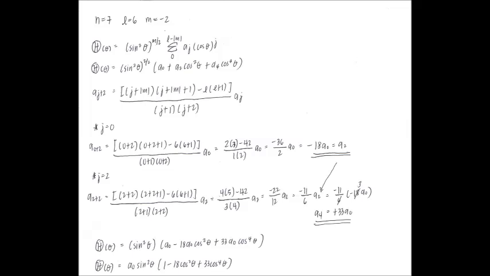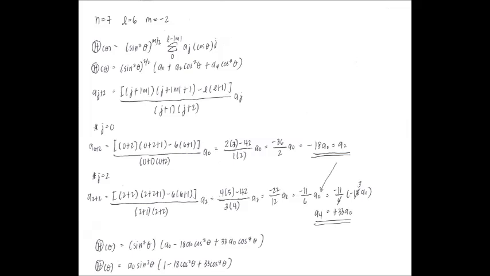So first, if j equals 0, a2 equals (0 plus 2) times (0 plus 2 plus 1) minus 6 times (6 plus 1), over (0 plus 1) times (0 plus 2), a0, equals 6 minus 42 over 2, equals negative 36 over 2, which is negative 18. So the value of a2 is negative 18 a0.